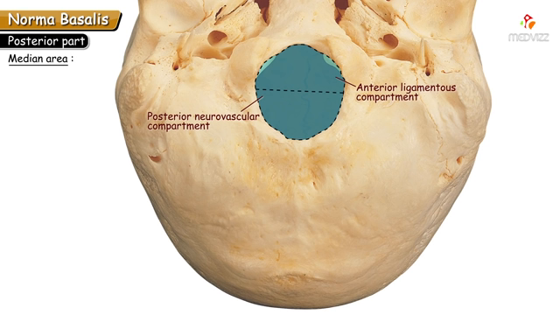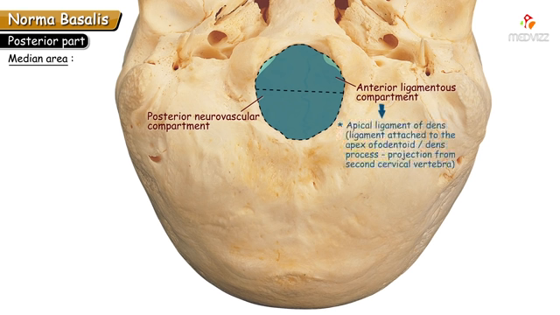Starting with the anterior ligamentous part, where ligaments are present, we can see the apical ligament of dens. Apical ligament means it is the ligament attached to the apex of the odontoid process or dens. The dens or odontoid process is the projection from the second cervical vertebra, the axis. From the tip of the dens, the ligament which is attached and crosses this foramen magnum is the apical ligament of dens.